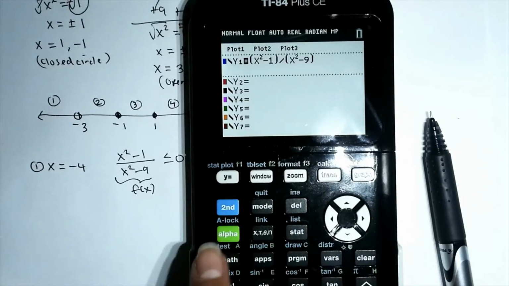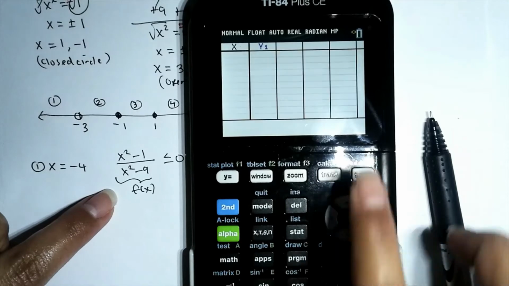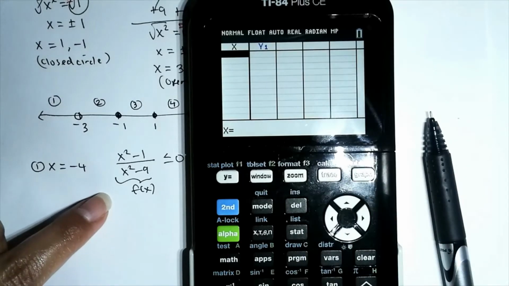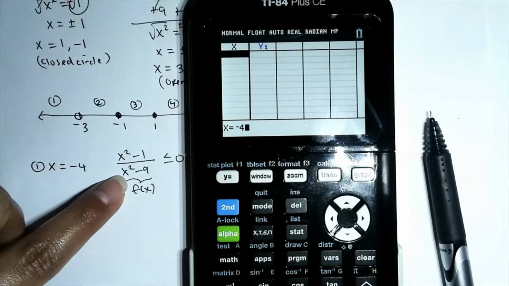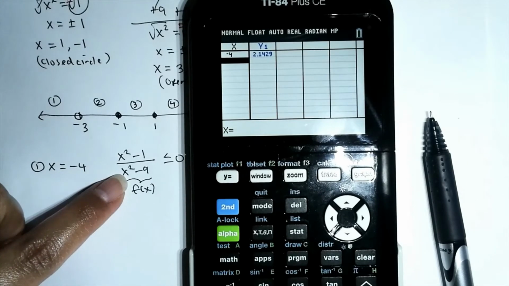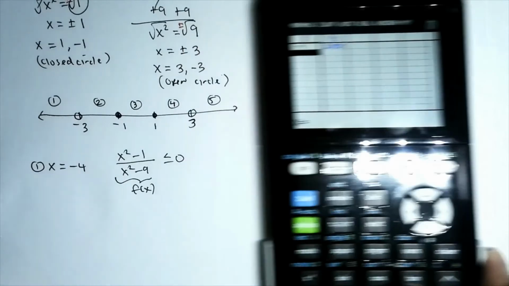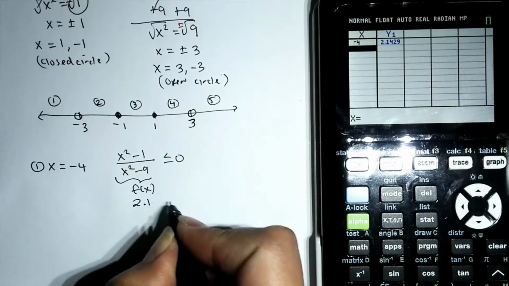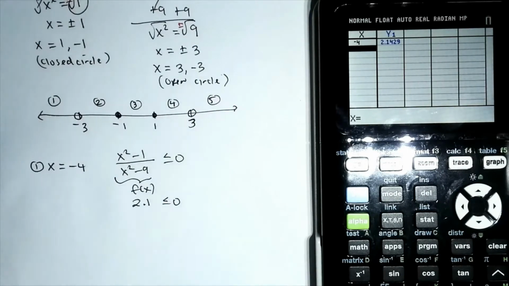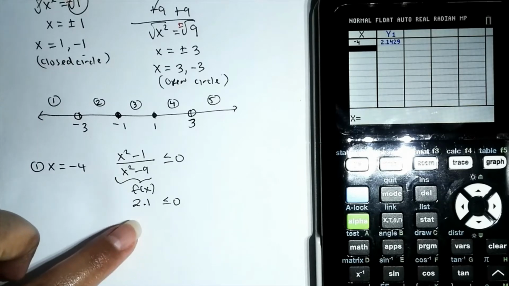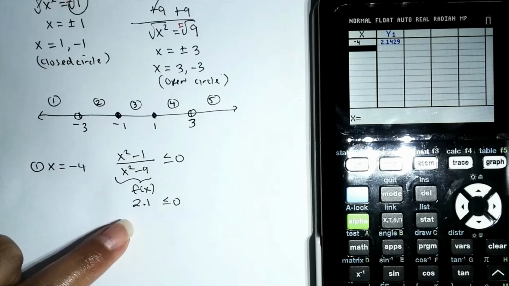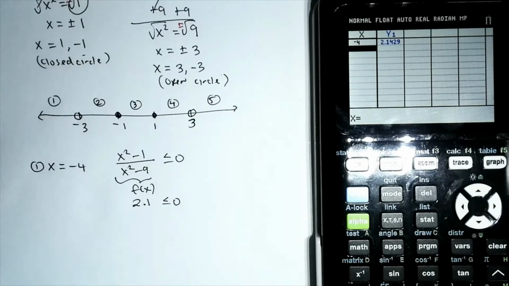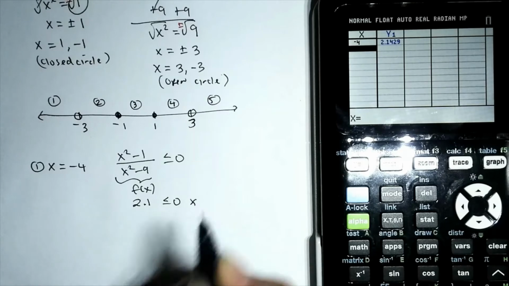Did we enter the function? Yeah, okay, cool, we entered it. Second table. And then the question is, what do I get when I substitute a negative 4 for x? Calculator, tell me. We're going to hit enter, and looks like we have about 2.1. Okay, so this is going to give us 2.1 is less than or equal to 0. So again, if you had done it by hand, you would have gotten about 2.1. So I want to know, is 2.1 less than or equal to 0? And the answer is no. Okay, 2.1 is not less than 0, so it doesn't check out.